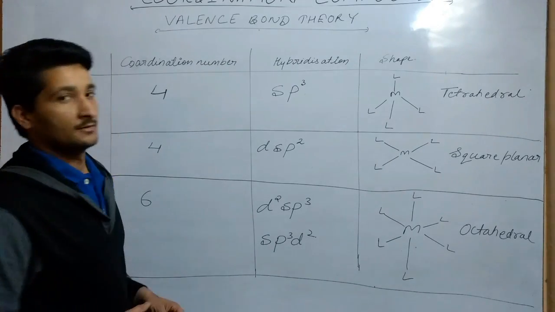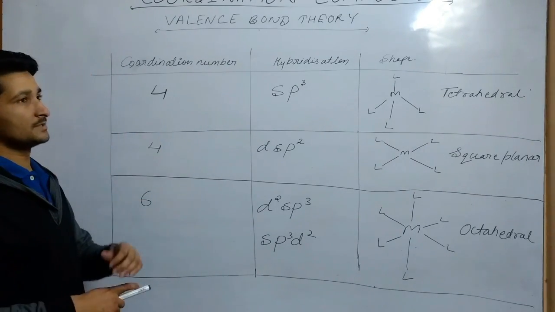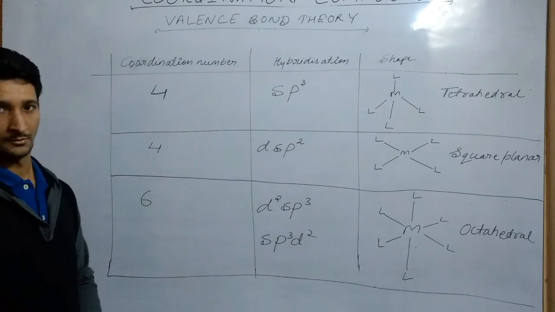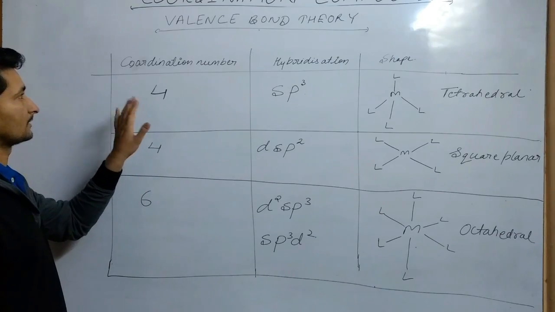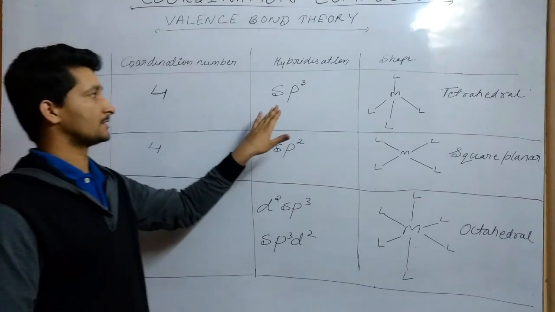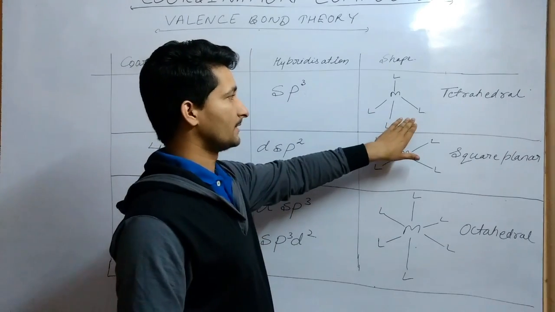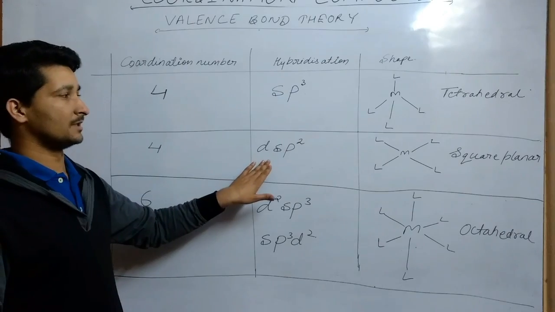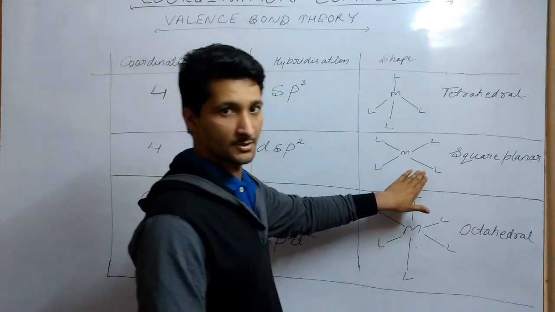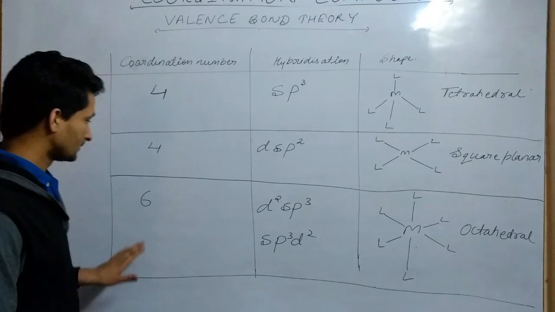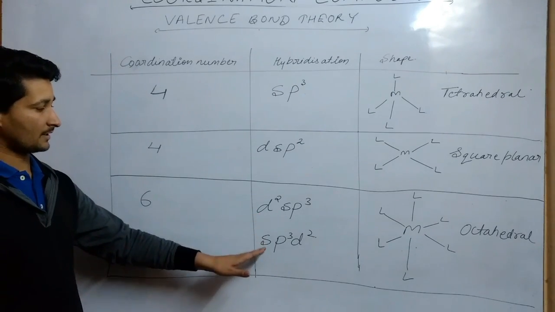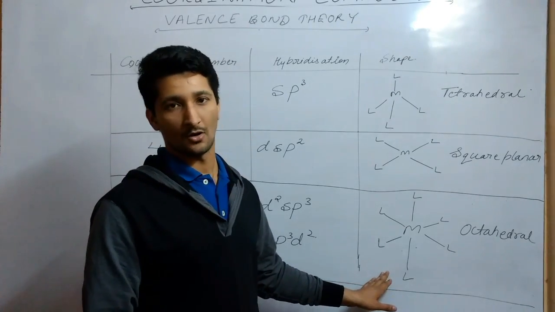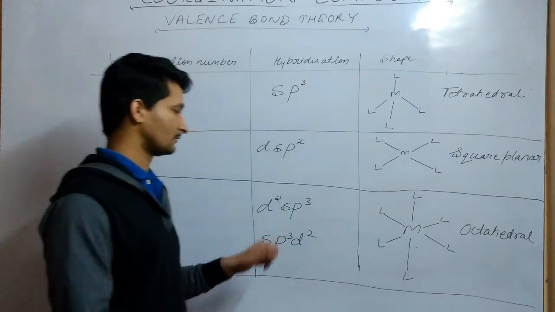We have already discussed that shape is directly dependent on the coordination number of the coordination compound. If the coordination number is 4, then hybridization is sp3 and the shape is tetrahedral. Similarly, for coordination number 4, hybridization can be dsp2, and then the shape becomes square planar. For 6, there can be 2 different hybridizations, d2sp3 or sp3d2, and the shape in both cases is octahedral. Only the hybridization differs.